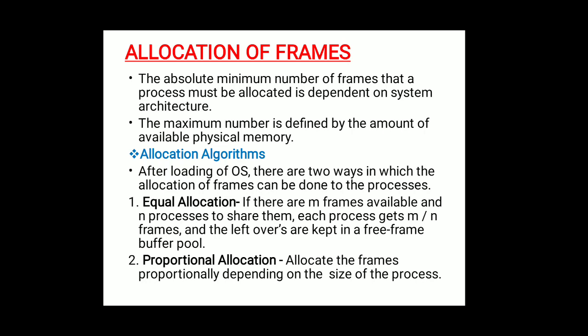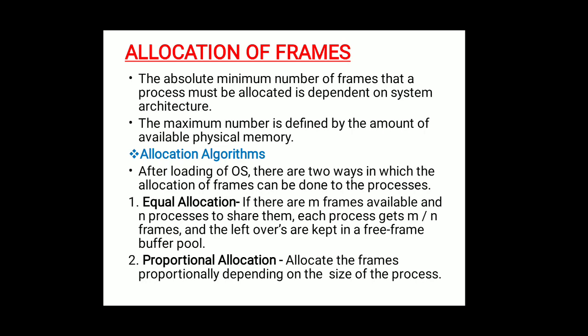When a page fault occurs before an instruction's execution is complete, the instruction must be restarted. It means if a page fault takes place before executing an instruction, then the instruction has to be restarted again. So the easiest way of splitting frames among the processes is given by the formula m divided by n frames. Let's take one example.